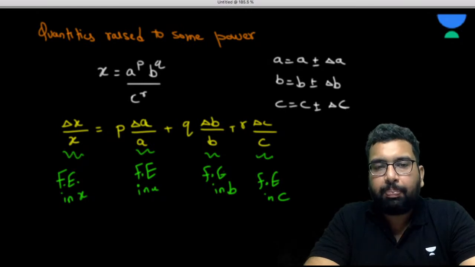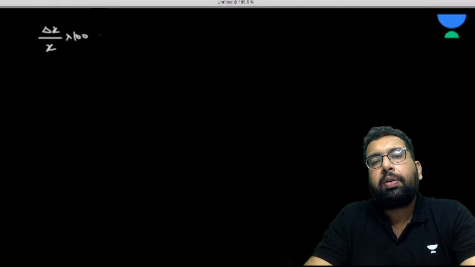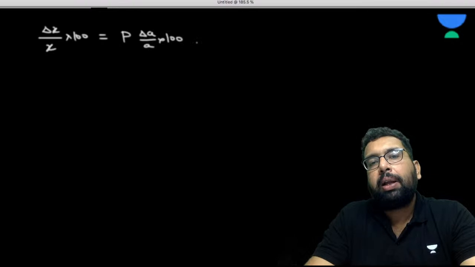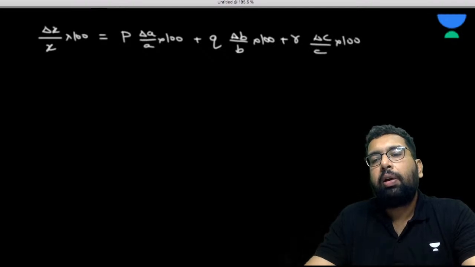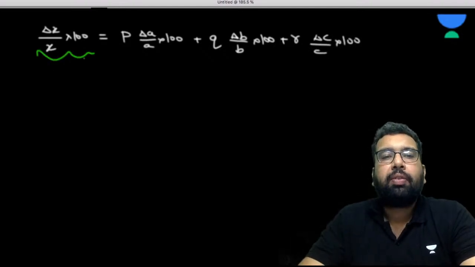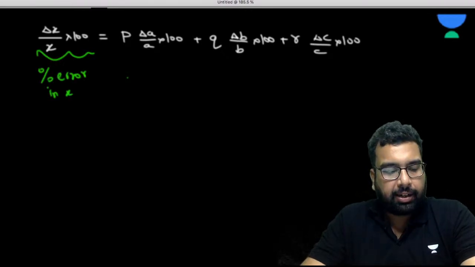So how to deal with the powers? I hope it is clear to everyone. Now, if in this equation I multiply 100 on both the sides, then delta x by x into 100 is equal to P times delta A by A into 100 plus Q times delta B by B into 100 plus R times delta C by C into 100, right? So now what I can say is that this is straight away the percentage error in X.